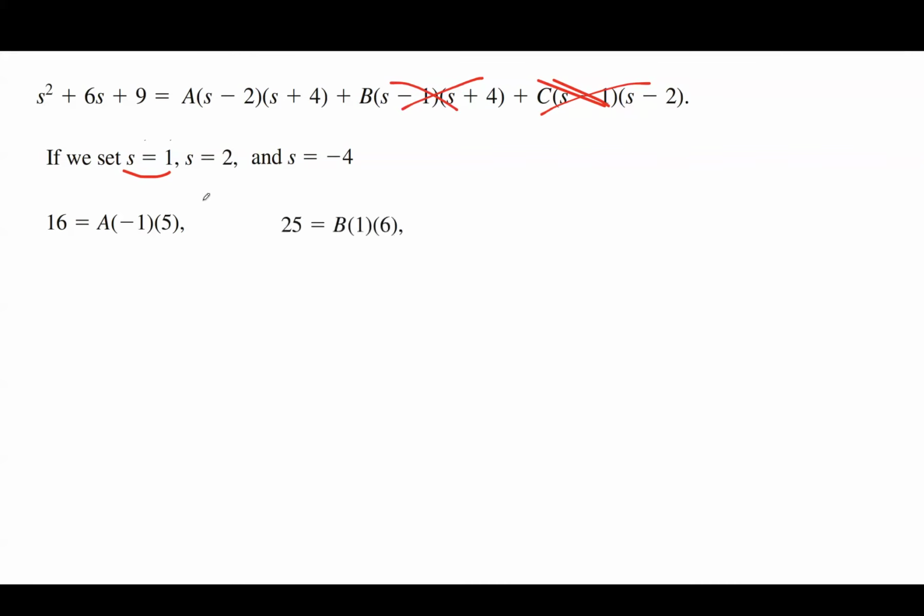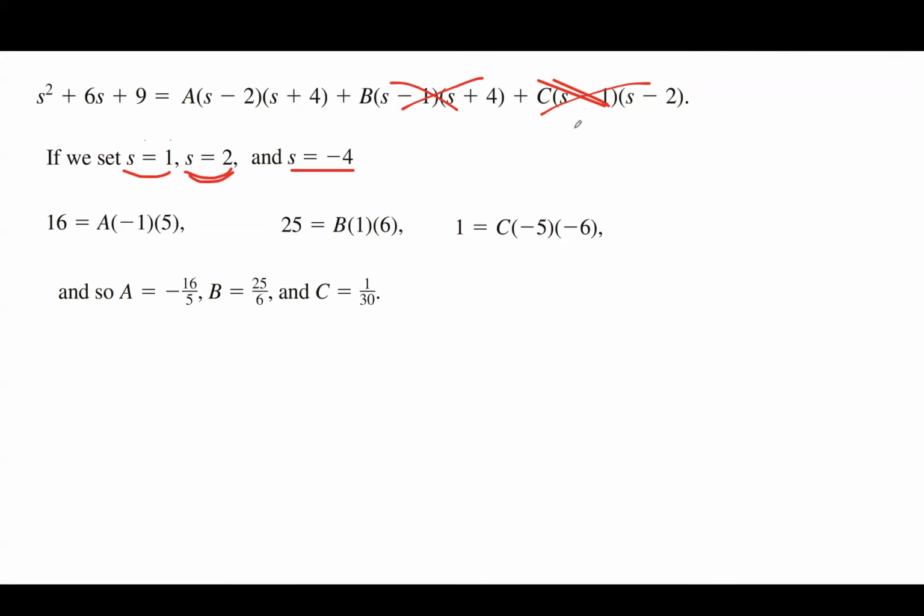With the same process, you can plug in 2 into the equation and calculate b, because these two terms now disappear. With the same process, if you set s equal to negative 4, you can calculate the left-hand side, which is 1, and on the right-hand side, these two quantities disappear, and you have your c on the other side. So a becomes 16 divided by negative 5, b is 25 divided by 6, and c is 1 divided by 30.